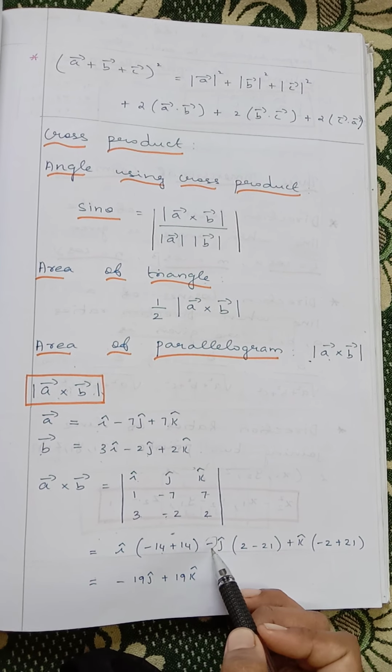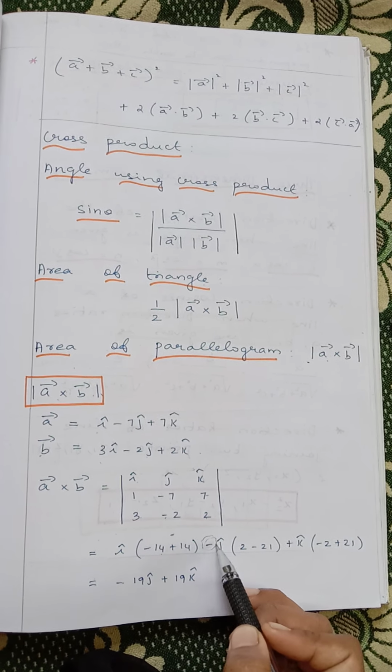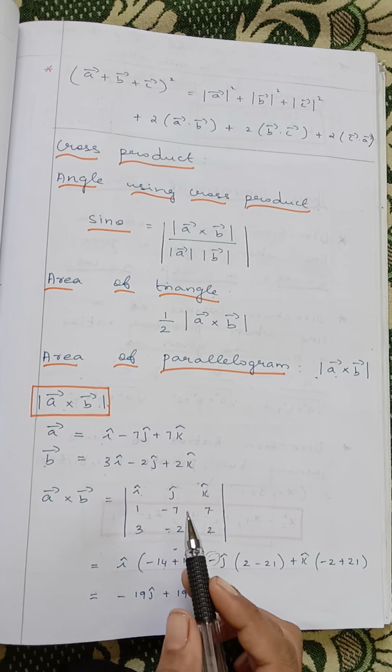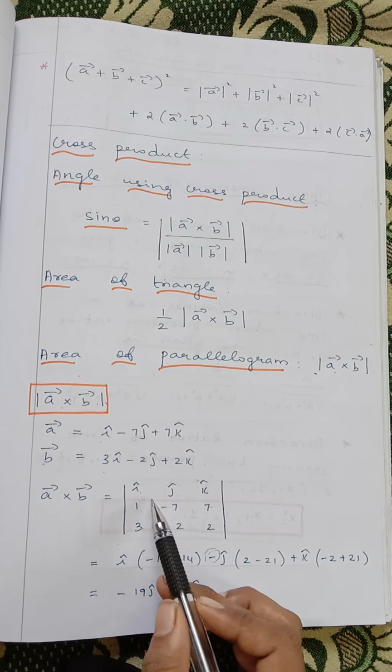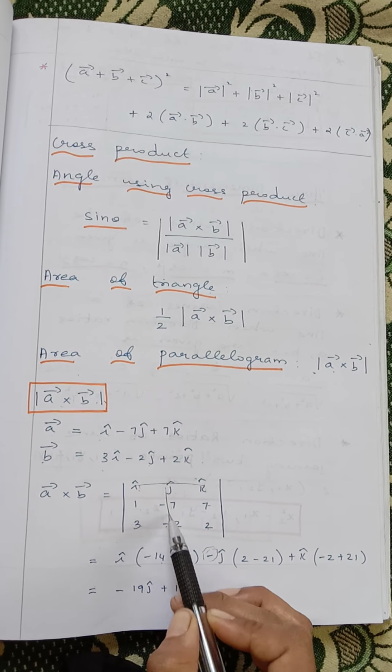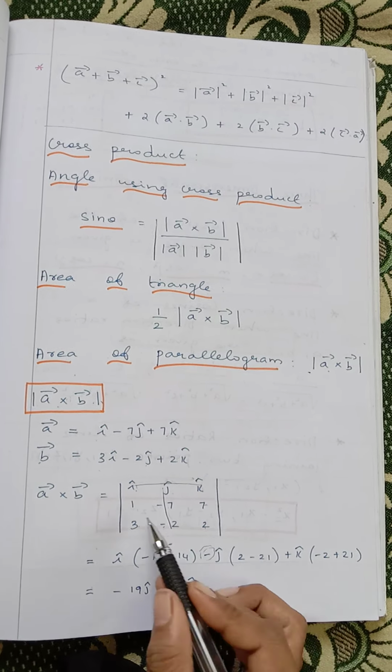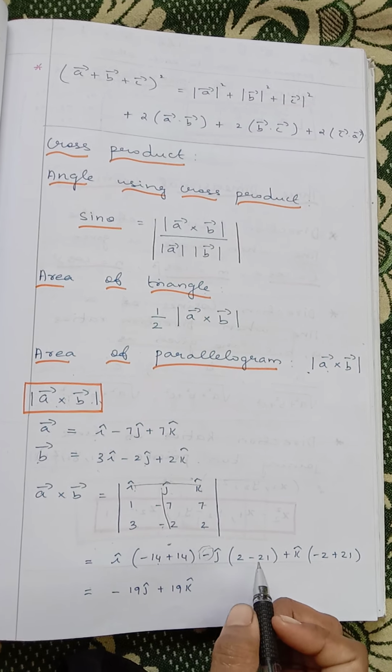So the second term always starts with a negative sign. That is for j. Plus, minus, plus. So minus j, and for j I will cover this part, right? 2 into 1 is 2. In between you will have a negative. So 3 into 7 is minus 21.